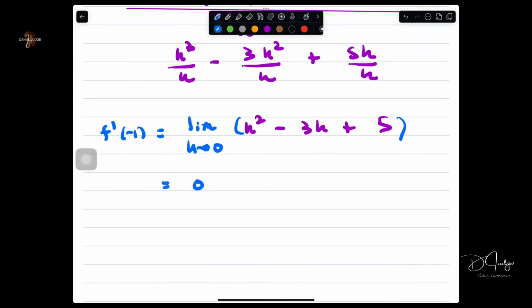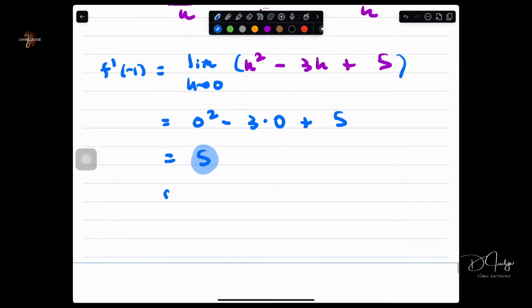So this is a nice polynomial, which is continuous everywhere. We can just simply evaluate this function, and we get 5. So, ladies and gentlemen, there's your answer. F prime of negative 1 is 5.